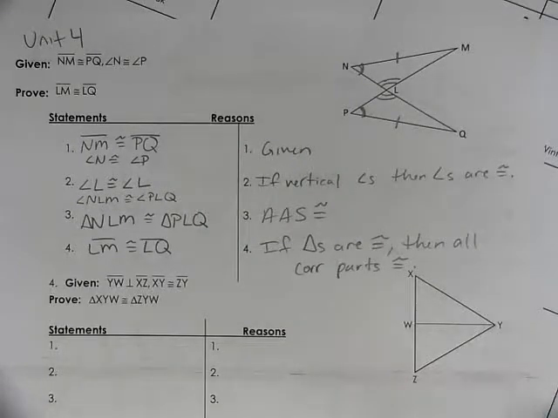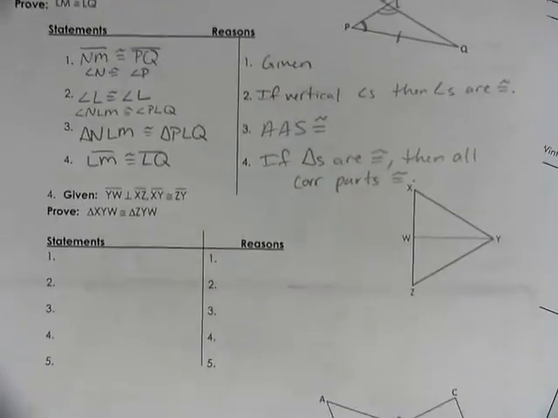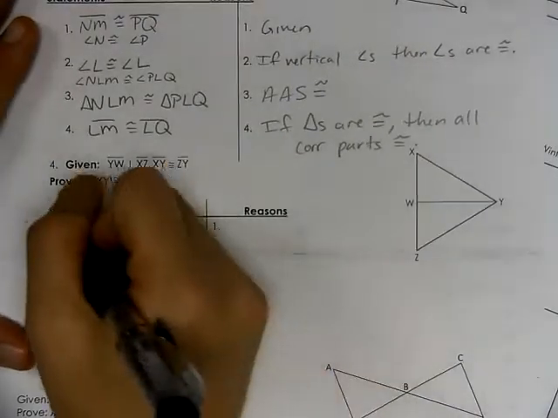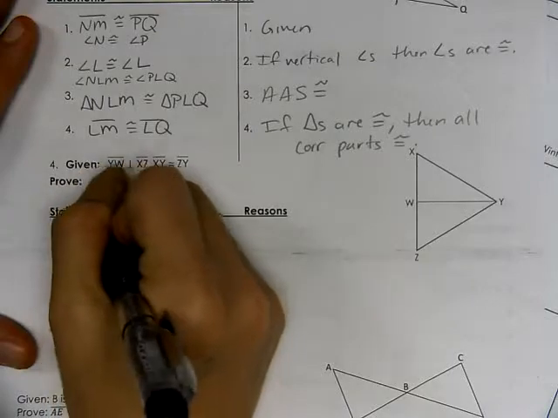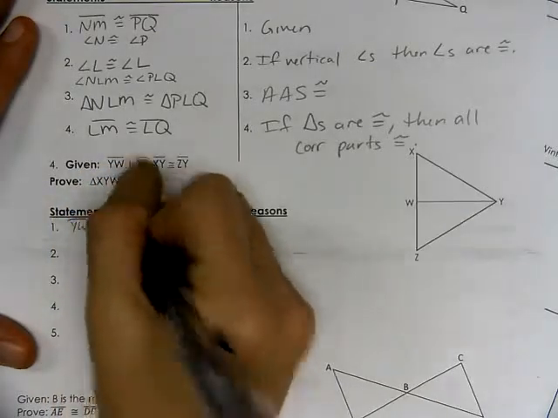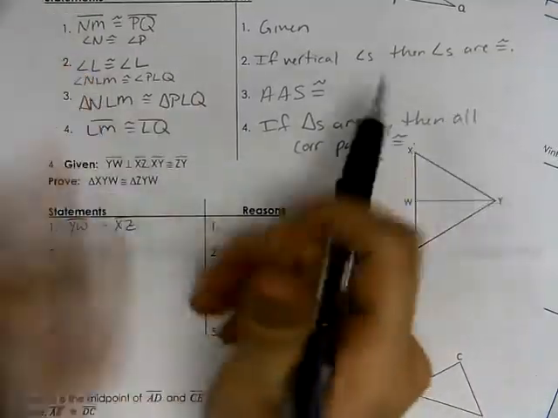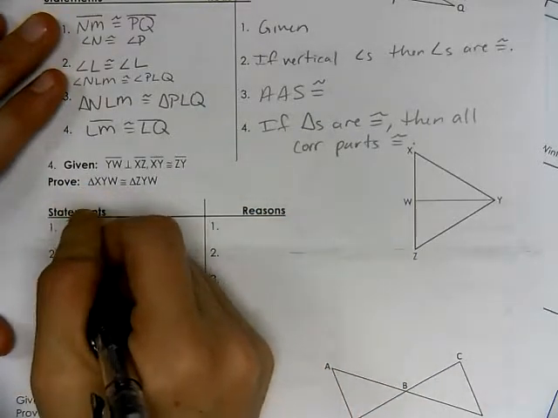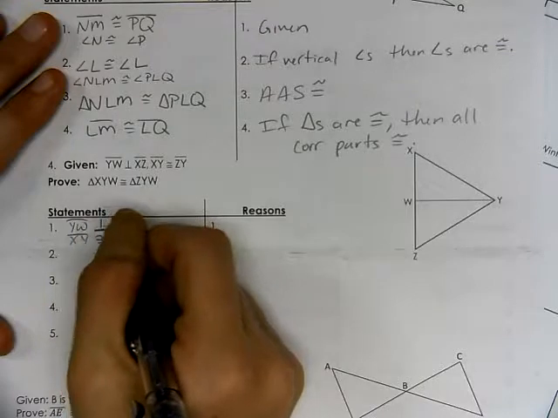Okay, you get there? So, let's try the next one. We'll just keep going with these. So again, go ahead and put in your givens. YW is perpendicular to XZ. That should be a perpendicular. And XY is congruent to ZY.